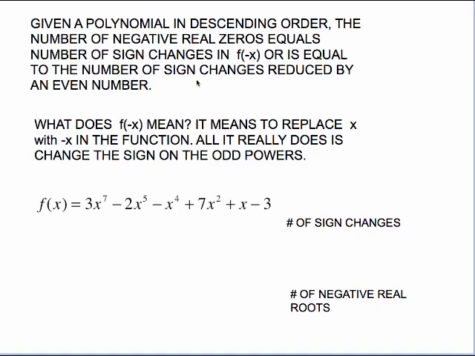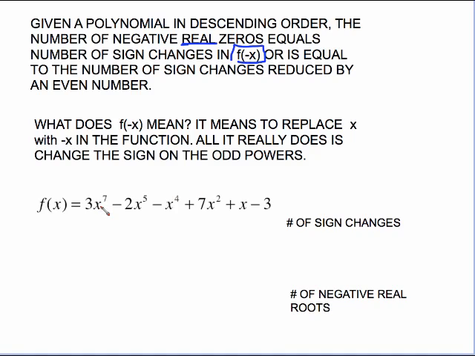There's also a rule to help us find the number of negative real roots. And it says, given a polynomial in descending order, the number of negative real roots equals the number of sign changes in f of negative x, or is equal to the number of sign changes reduced by an even number. We'll talk about the reduced thing. So what does f of negative x mean? It means we're going to put negative x in for every x. But what does that really do to the function?